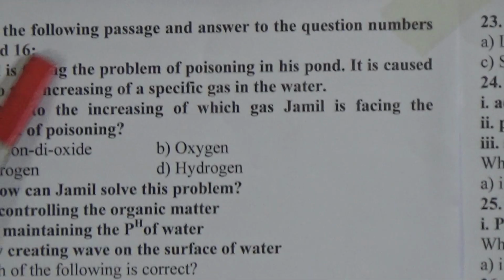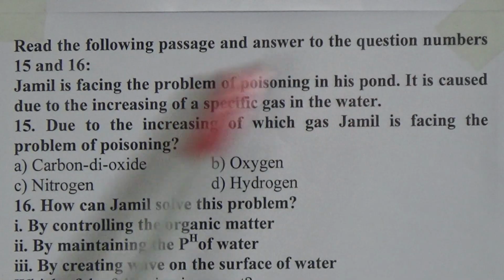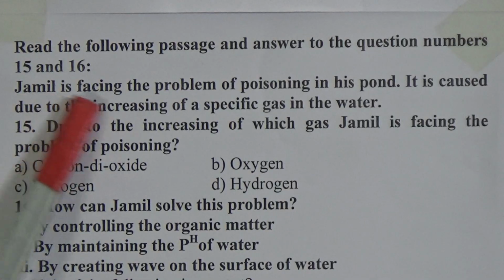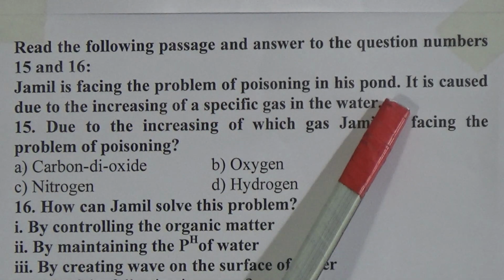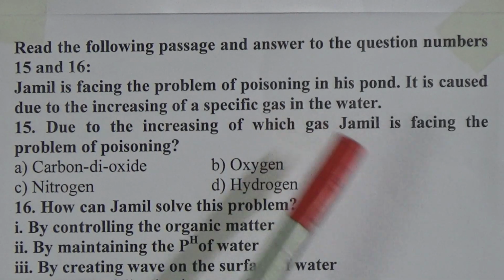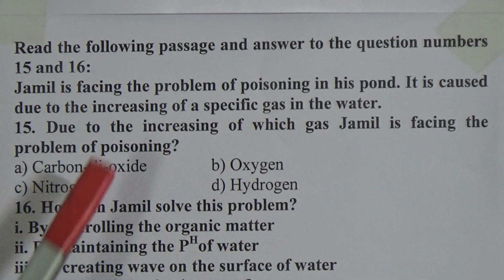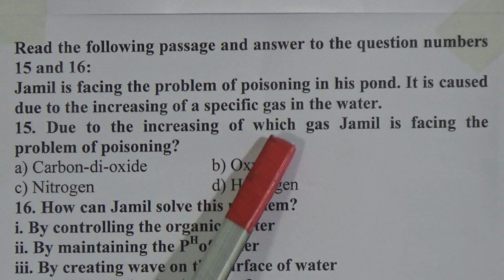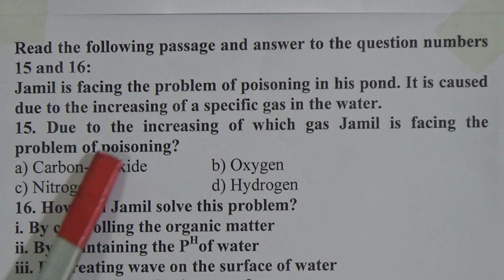Now 14 number finished. Now we will go to 15 number. Read the following passages and answer the questions number 15 and 16. Jamil is facing the problem of poisoning in his pond. It is caused due to the increasing of specific gas in the water. Okay, next 15 number. Due to the increasing of which gas Jamil is facing the problem of poisoning?